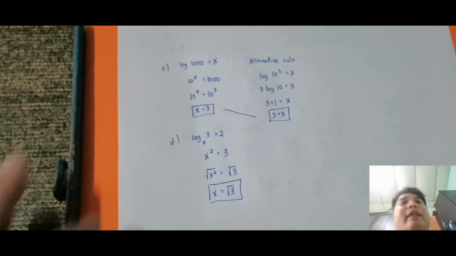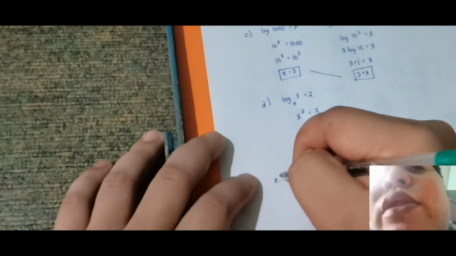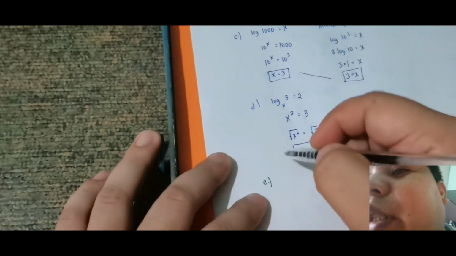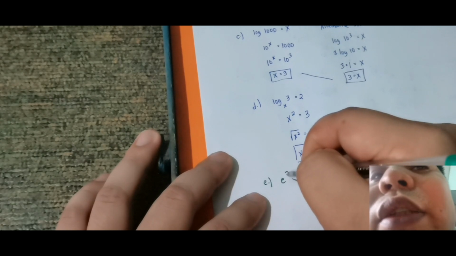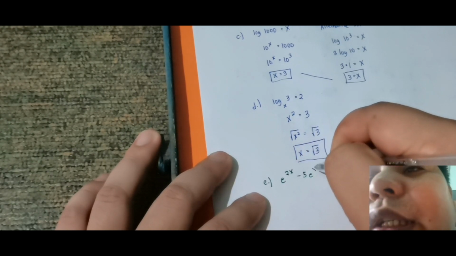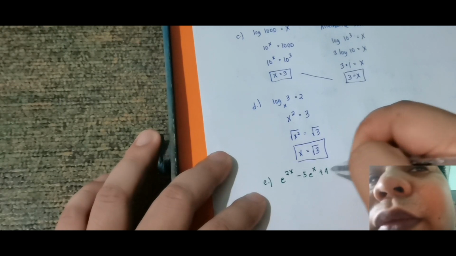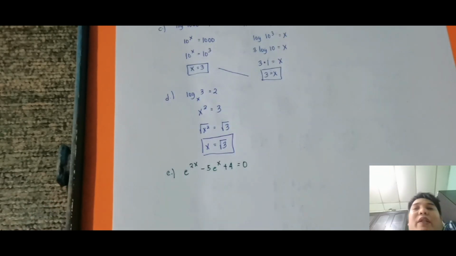Okay, so last is yung pinaka-last na example bago matapos yung video na to. So, I think ito yung pinakamahaba. No? So, ano ba yun? Hindi ko makita. Ayan. e raised to 2x minus 5 e raised to x plus 4 is equal to 0. Okay, so ito ay medyo may touch ng quadratic.